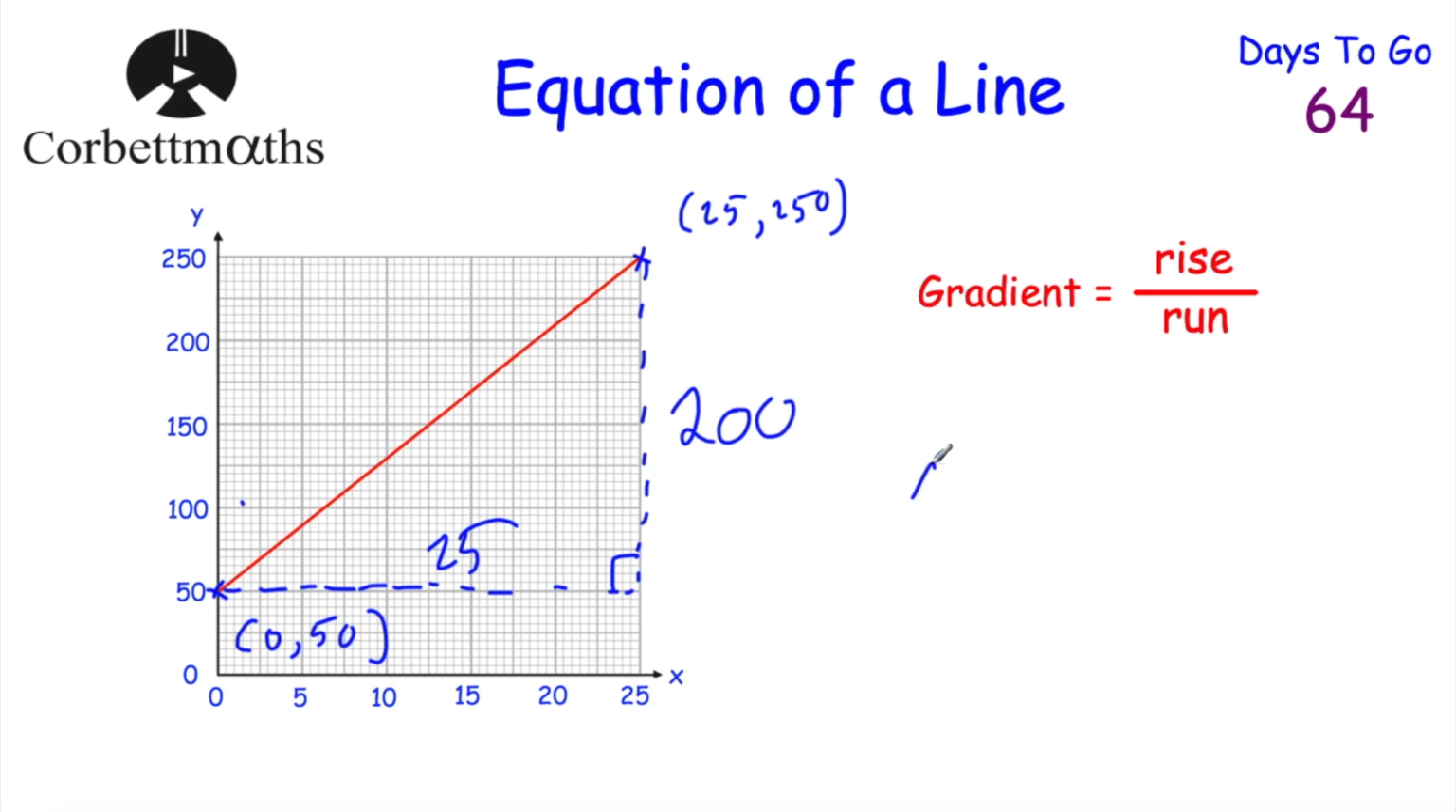So that means the gradient of this line, m, will be equal to the rise, which is 200, divided by the run, which is 25, and 200 divided by 25 is equal to 8. So the gradient of this line is 8.